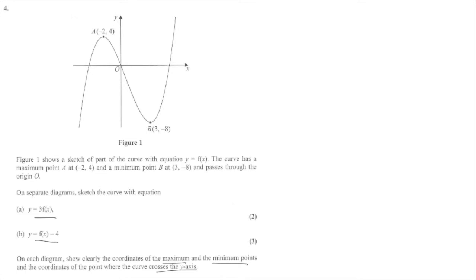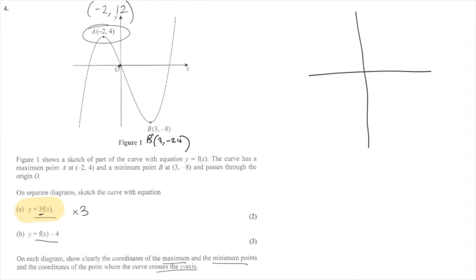So on to actually answering the question, the first part is y equals 3 f of x. Just going through the explanation there, it's on the outside of the brackets, which means it affects the y coordinates, and therefore every y coordinate is times by 3. So this coordinate here, for example, we know is at the moment minus 2, 4. That's going to change to minus 2, 12. And this coordinate at B, instead of being 3, minus 8, is going to be 3, minus 24.